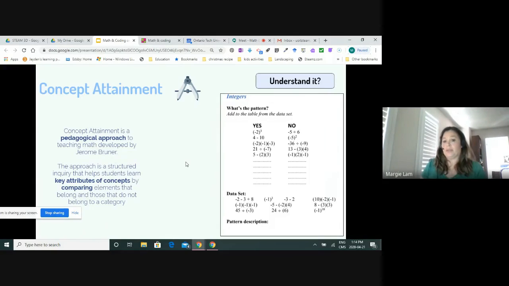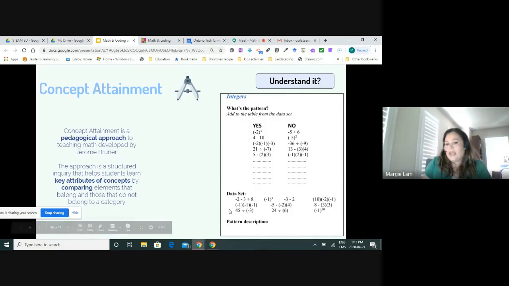And another example here is, let's say you've done more work and more learning around integers, and you've done multiplication, etc. Here you can have a similar pattern format where you're asking what the pattern is. You have a yes and no column, and you have your data sets. And in this case, you really have to do some calculation to understand.